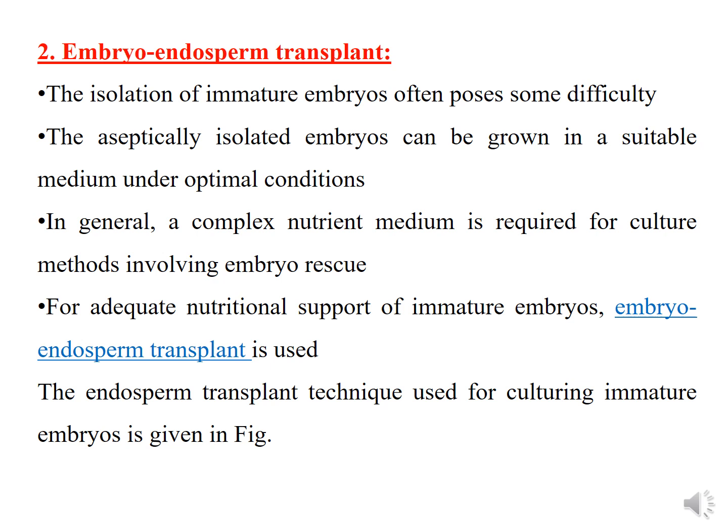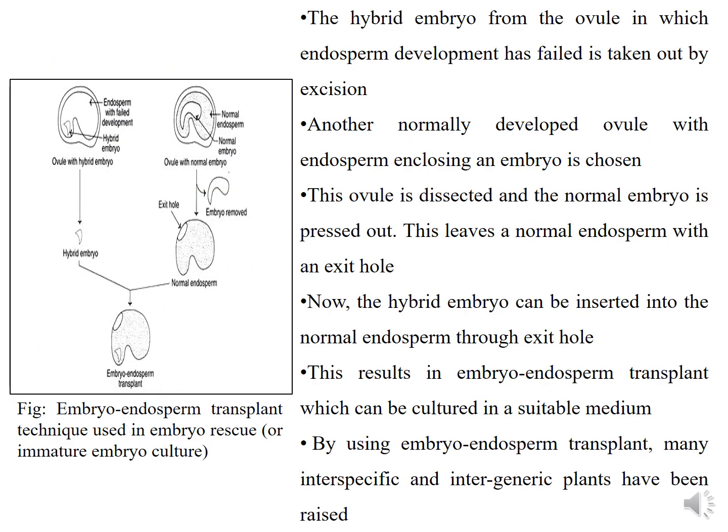So we will see what this embryo endosperm transplant technique is. Here in this picture you can see how we are doing it. This is the hybrid species where we want the hybrid embryo, that is, a hybrid embryo we generated by crossing between two different species or two different genera of the wild plants. Here this is the ovule with the normal embryo. Here we are excising the embryo from the hybrid ovule, and this hybrid embryo will be placed in the normal endosperm by removing the normal embryo. This is the embryo endosperm transplant.